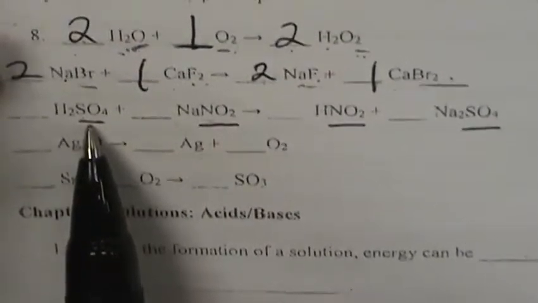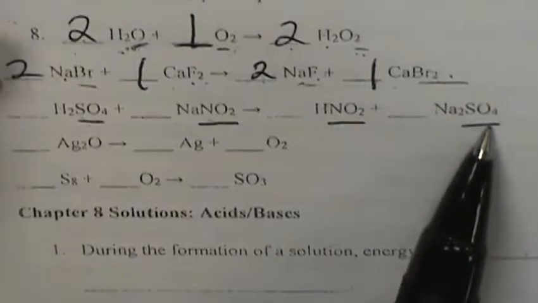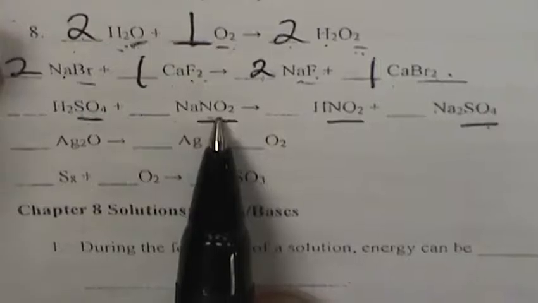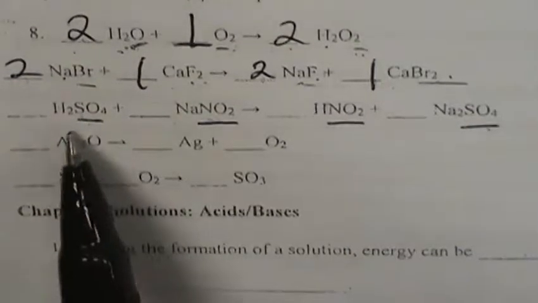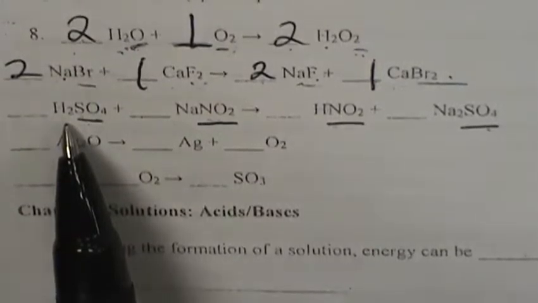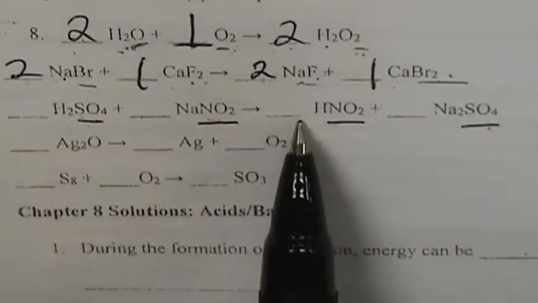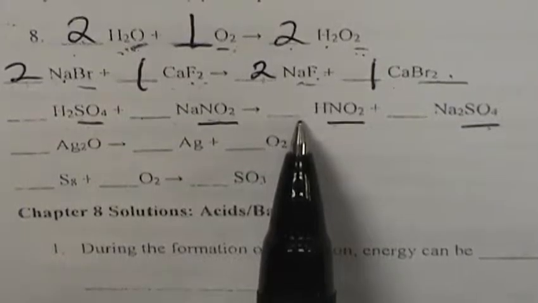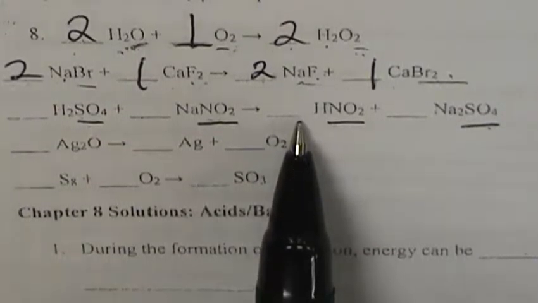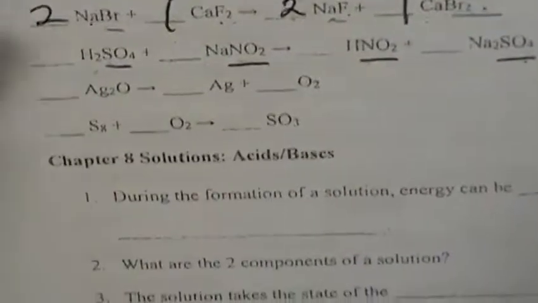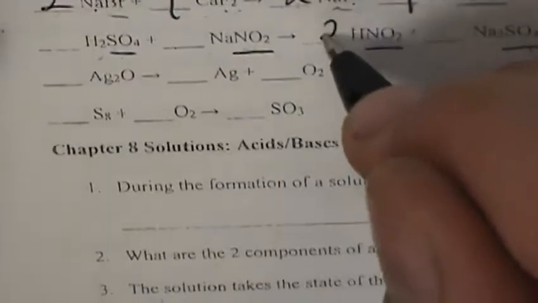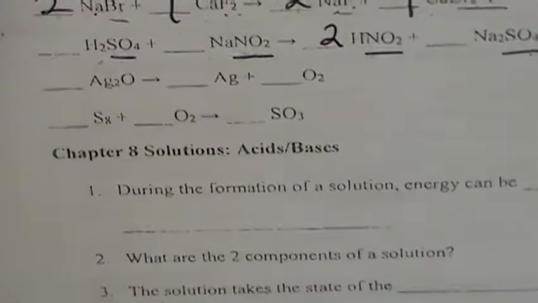So 1 sulfate goes in, 1 sulfate comes out. Good so far. 1 nitrite goes in, 1 nitrite comes out. Still good. 2 hydrogens go in, 1 hydrogen comes out. That one's going to be a bit of a problem. So I have 2 hydrogens going in, but only 1 coming out. I have to fix this, so I'm going to stick a 2 in front of that.